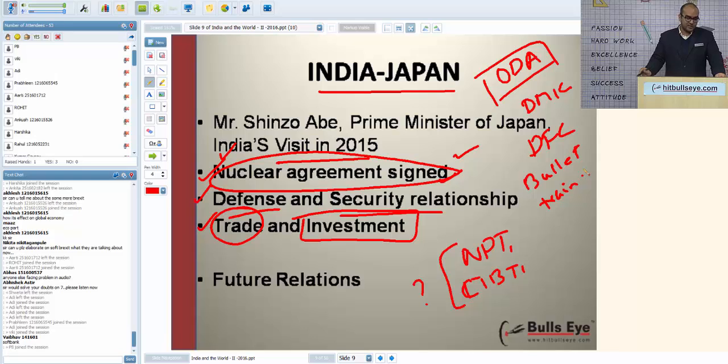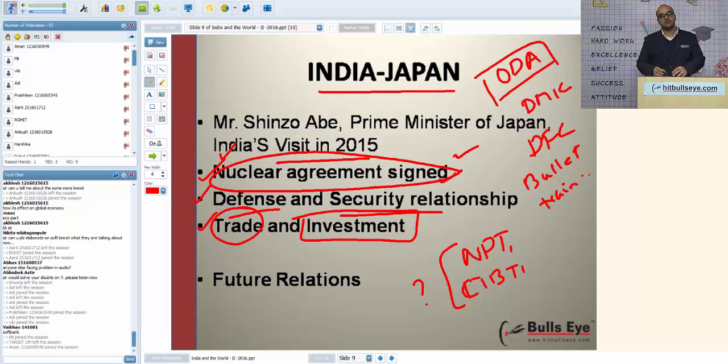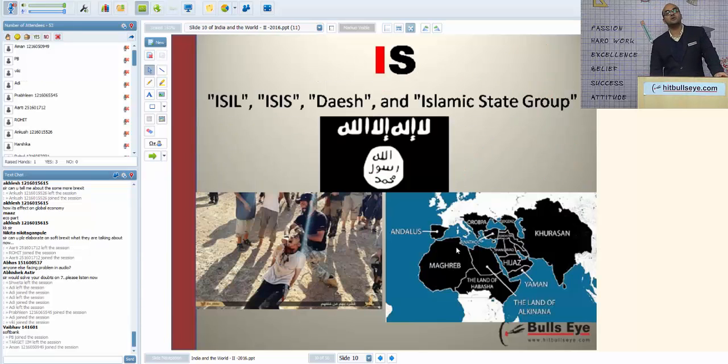Now, of course, Japan is trying to get close to India, and India is trying to get close to Japan, mainly to control China's influence in the region. Next, we talk about international terrorism.